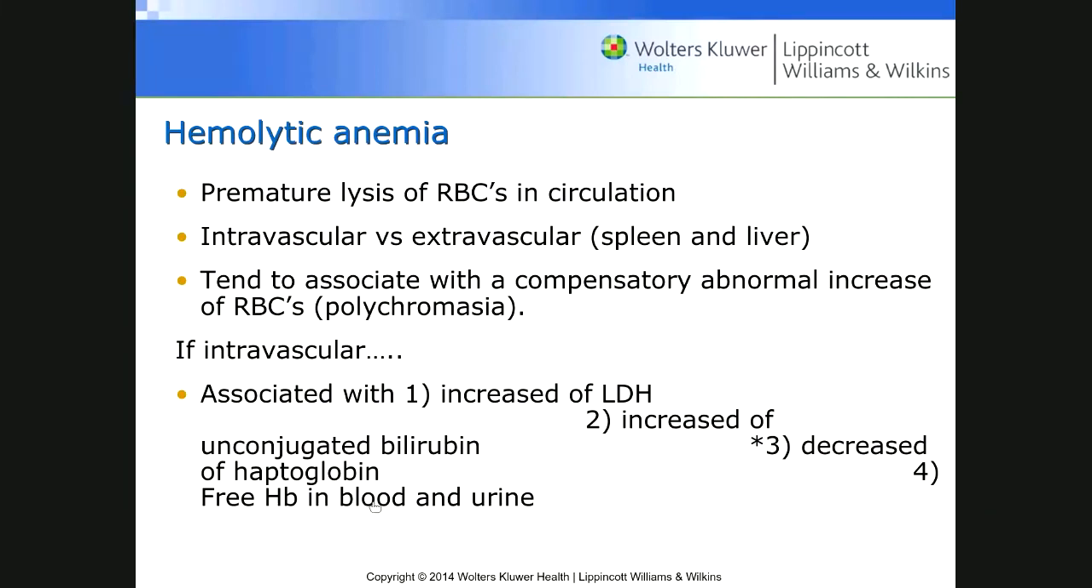In the blood it's hemoglobinemia, or in the urine, hemoglobinuria. So just follow these. If I give you these characteristics, particularly a decreased level of haptoglobin, that's my clue to tell you that it's an intravascular hemolysis.